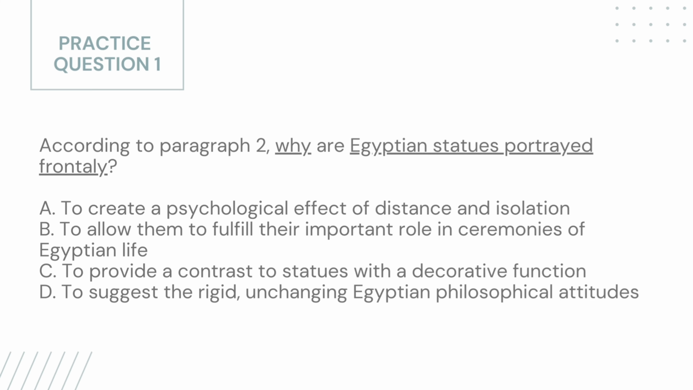We still want to look at answers C and D. So let's look at C. To provide a contrast to statues with a decorative function. Again, it doesn't match our prediction about rituals. D, to suggest the rigid, unchanging Egyptian philosophical attitudes. Again, it does not match our prediction, has nothing to do with rituals or ceremonies, and so B is the correct answer.